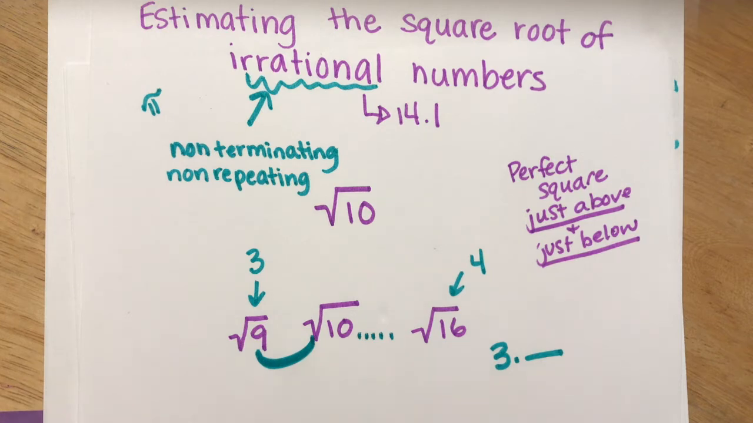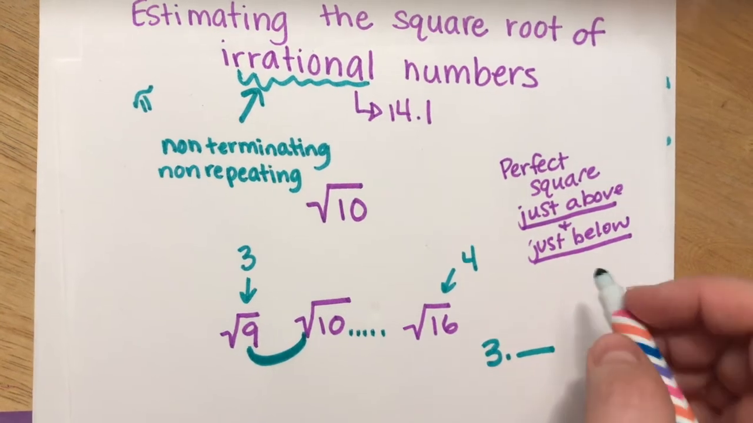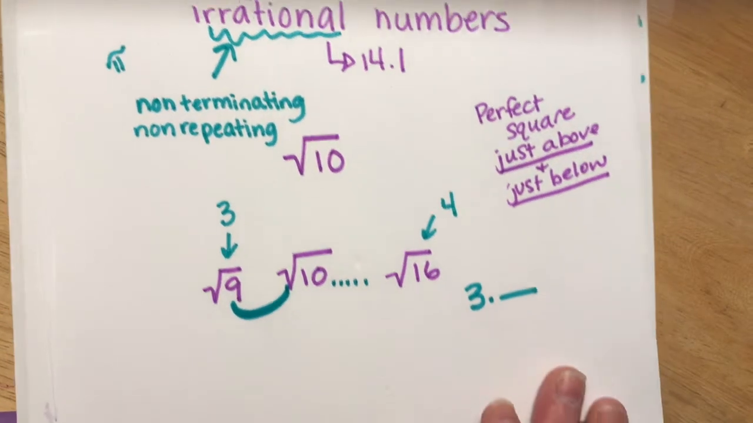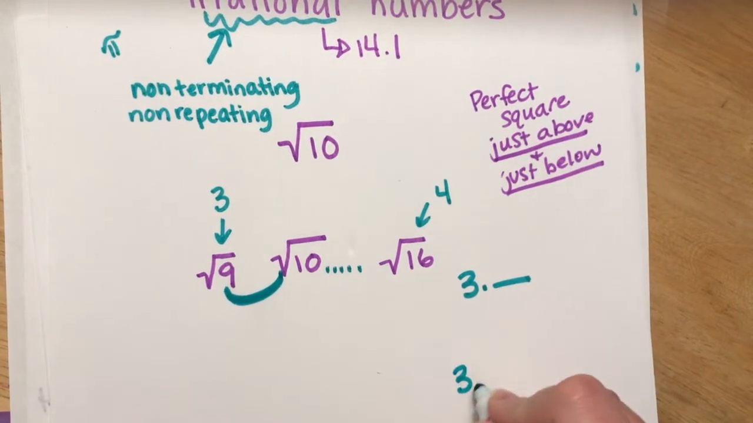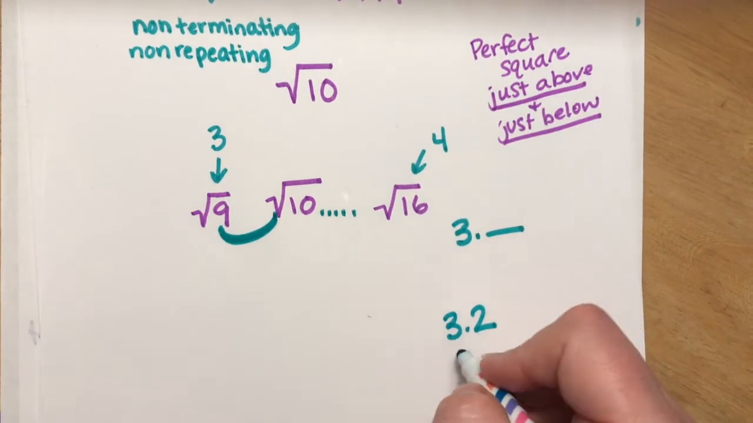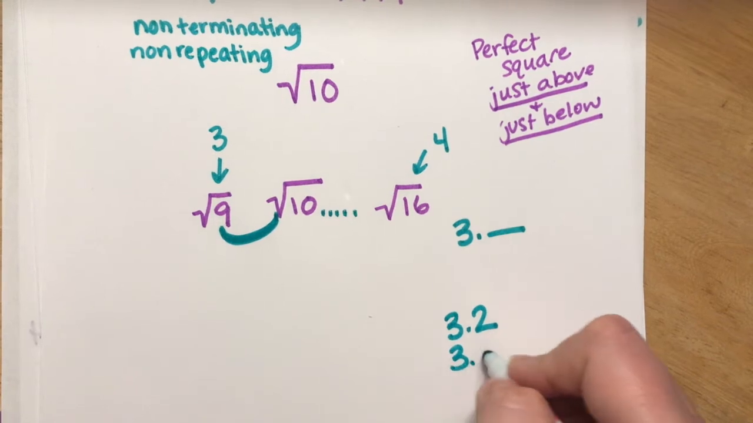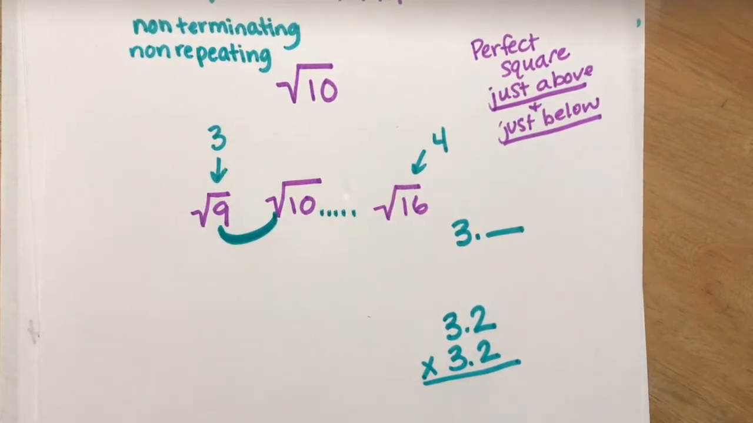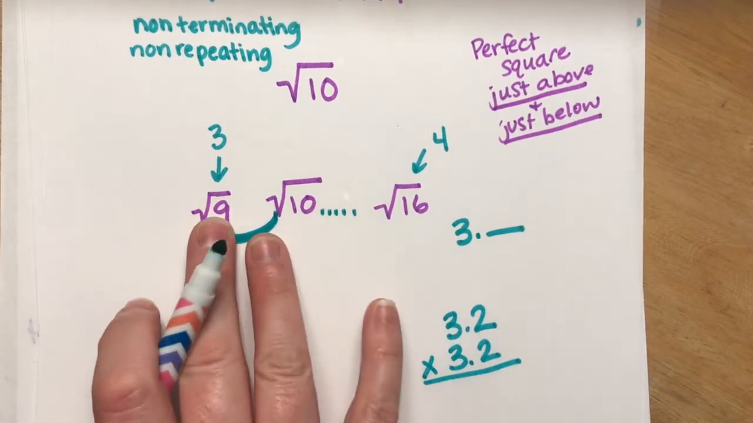So what you actually do is after you get the just above and just below, now we're just estimating the number. So let's do 3.2. And since we're talking square numbers, it means you're going to multiply the two numbers together. So 3.2 times 3.2. I'm just going to try that out. I don't know why I picked 3.2. I'm just thinking that these two are so close together.